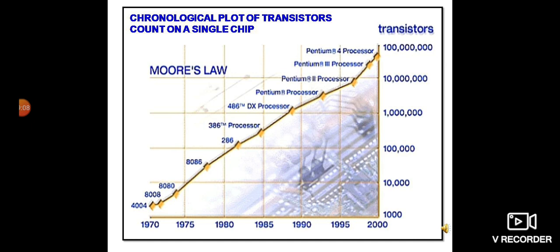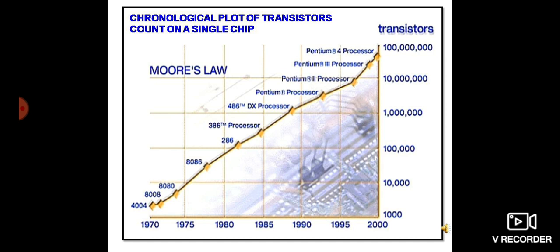The figure shows the graphical plot for Moore's law. On the x-axis, the year starting from 1970 up to 2000 is shown, and on the y-axis, the transistor count, or the number of transistors on a single chip, has been plotted. What we observe from this graphical plot is that chronologically, that is with time, with the advancement in technology, the number of transistors accommodated on a single chip or die has increased drastically.